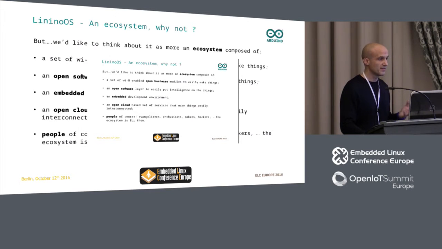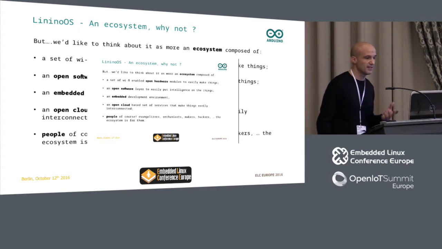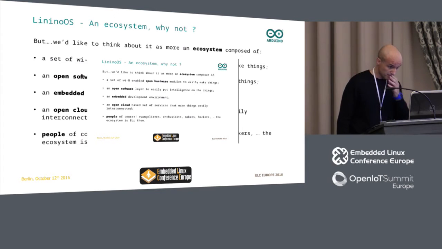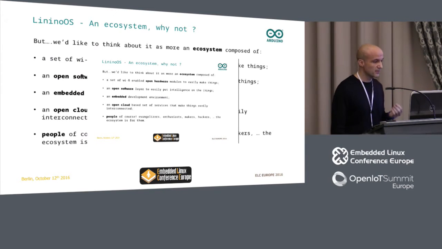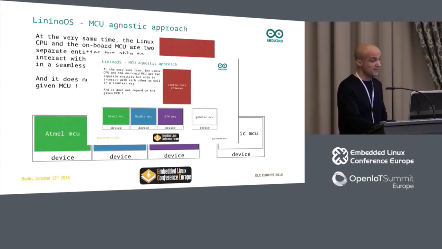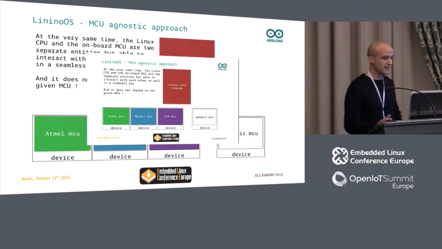The approach we thought of when we started to design it was more of an ecosystem, which is composed of a set of Wi-Fi enabled open hardware models to easily make things. An open hardware software layer to easily put intelligence on things. For sure, an embedded development environment, we'll see that at the end of the talk, in the slides. An open cloud based set of services that make things easily interconnected. And of course, it's made of people, people who are willing to give us even the smallest contribution. So, this is the basic approach for our internet boards.